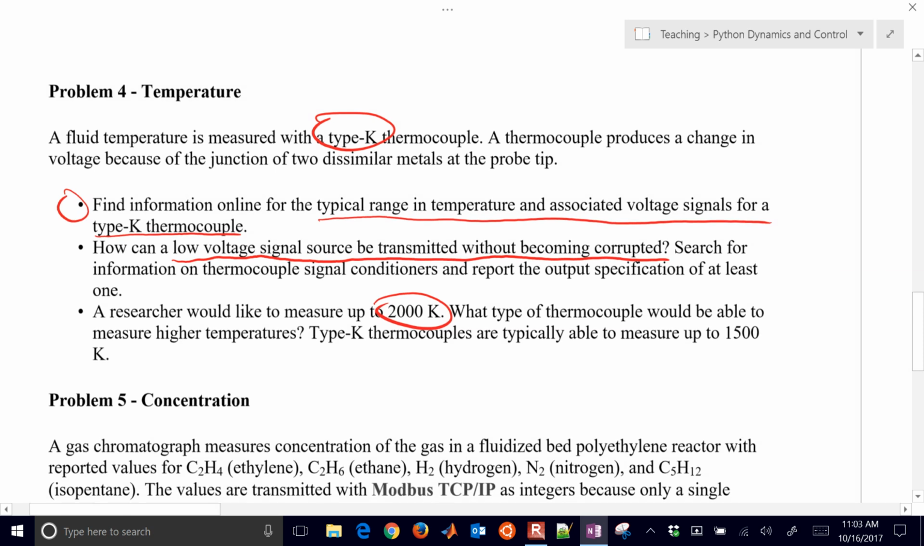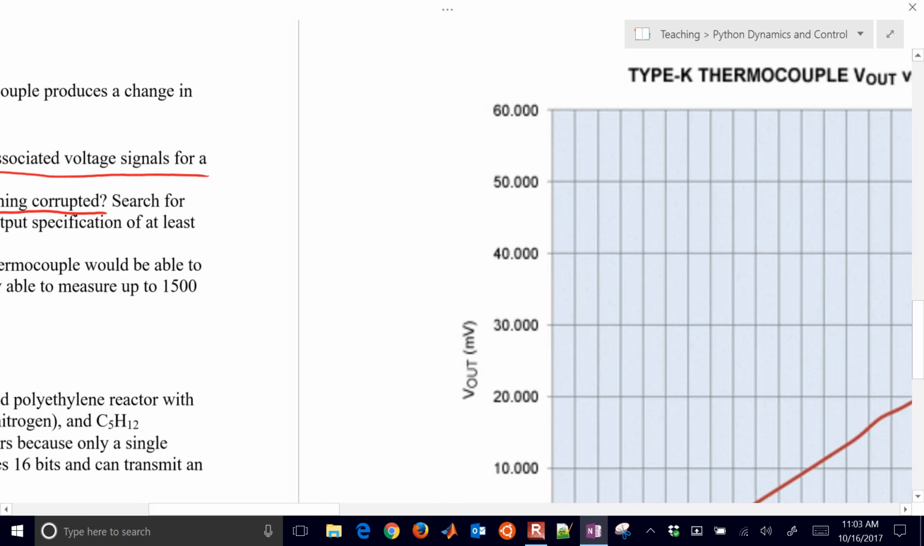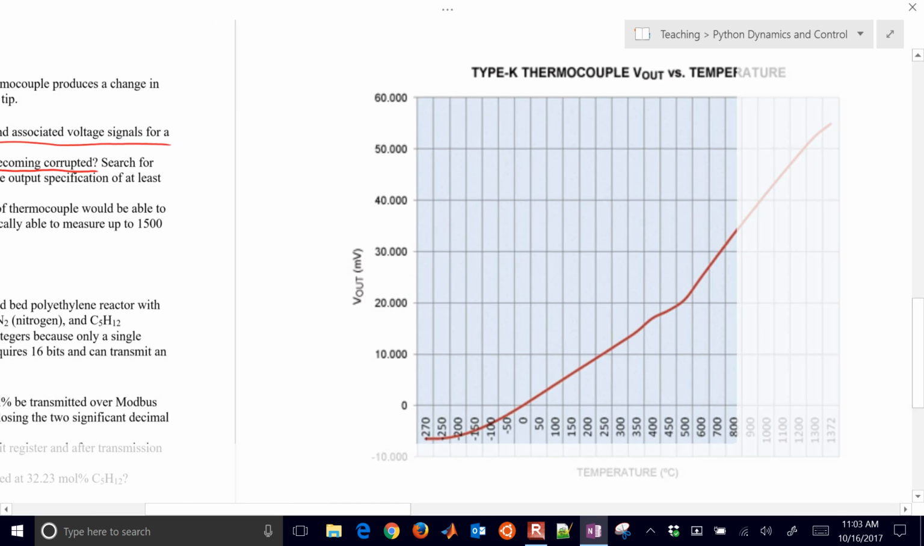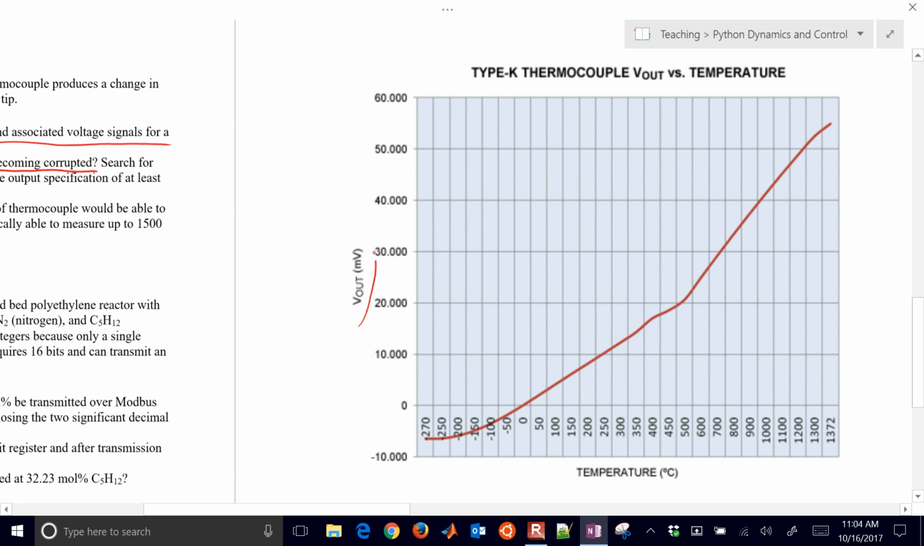So I just have some information that I've pulled off here. Here's the millivolt signal that comes from the type K thermocouple versus temperature. And you can see that if we were to do a linear correlation between the upper and lower, you're going to have a lot of error there at particular points.